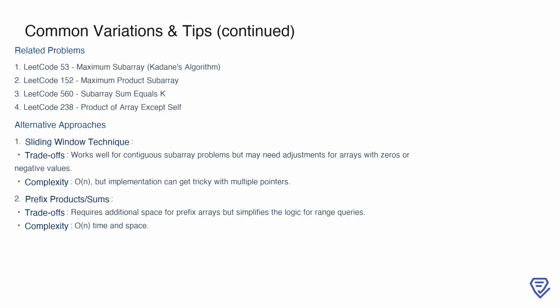Additionally, there are alternative approaches to consider. The sliding window technique is a powerful tool for solving contiguous subarray problems efficiently. However, it may require some workarounds to handle zeros or negative numbers properly. This approach typically runs in O(n) time but can get tricky with multiple pointers. Another option is using prefix products or sums. This approach simplifies range queries by pre-computing values, though it does require additional space for the prefix arrays. The trade-off here is between simpler logic and increased space usage, but the time complexity remains O(n).